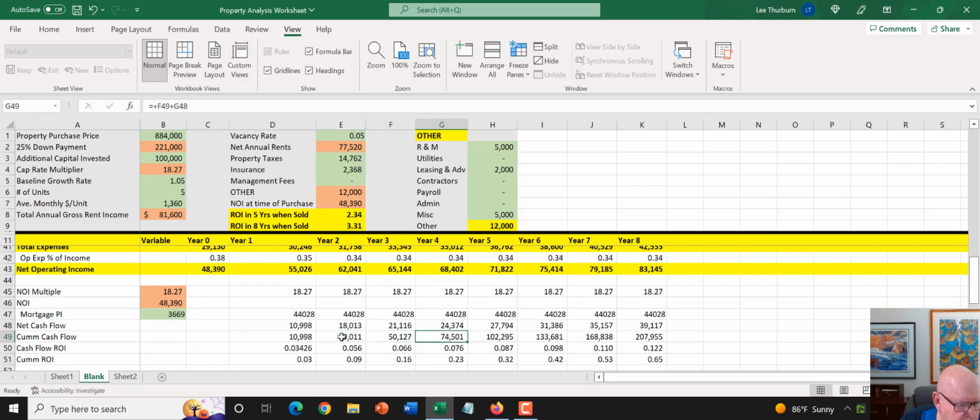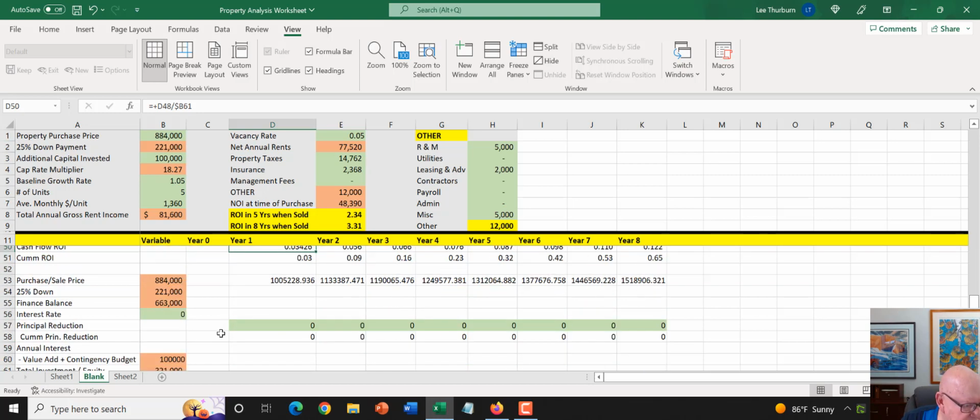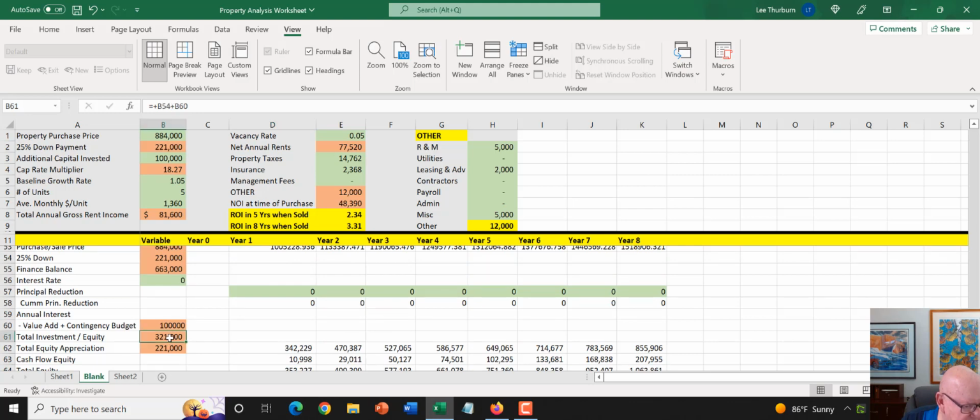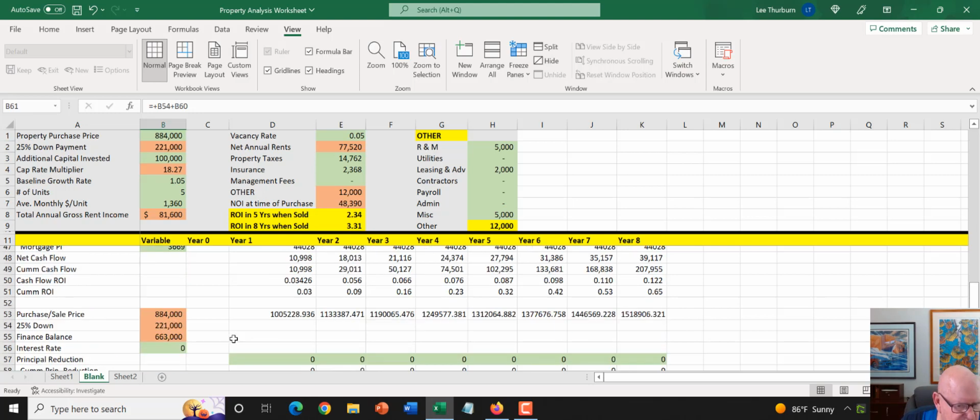grows. Now, what we do is we look at our cash flow return on investment. And so what we're doing is dividing our cash flow of 10,998 by B61. Come down here, B61. What is B61? It's our total investment. Our total investment is the 221,000 plus the $100,000 of additional capital that we put up. So our total investment gives us a 3% return the first year, then 9%, then 16%, and 23%.